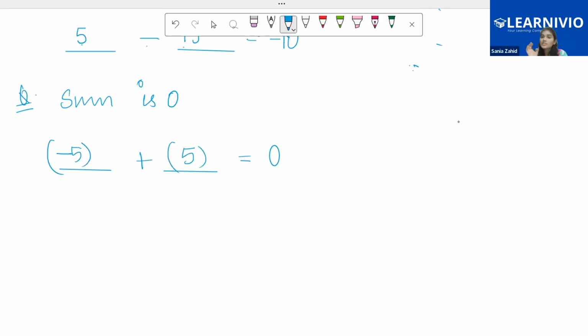Whenever it is given to you that the sum is 0, you take the same number. One of them should be negative, the other should be positive. Okay, so you will get the sum as 0. So negative 5 added to positive 5, you get 0 as your answer. Clear? Yes, ma'am.